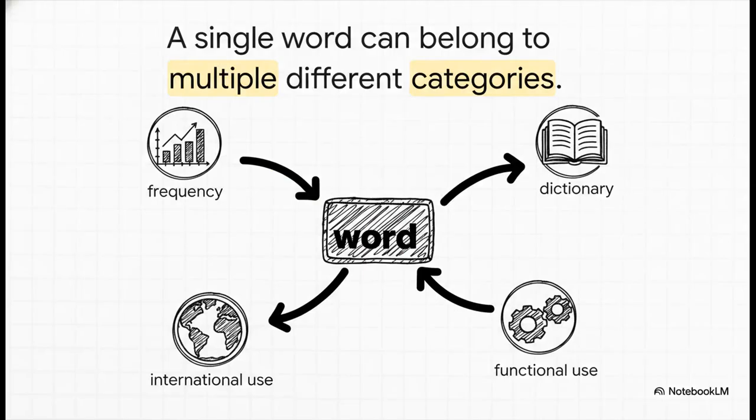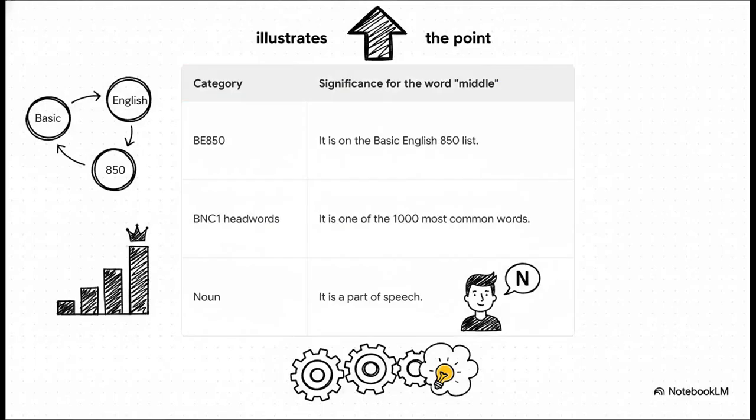But being on this special list isn't the only cool thing about the word middle. See, linguists and data geeks have all sorts of ways to categorize words. And being part of the Basic English list is just one label out of many. This table here shows you exactly what I mean. See? Middle isn't just on the BE 850 list, it also happens to be one of the top 1,000 most common words in the British National Corpus, which is just this massive collection of written and spoken English. And, of course, it's a noun. So what does that tell us? It shows that the creators of Basic English weren't just picking words out of a hat. No, they chose words that are both super common and absolutely essential for getting things done.